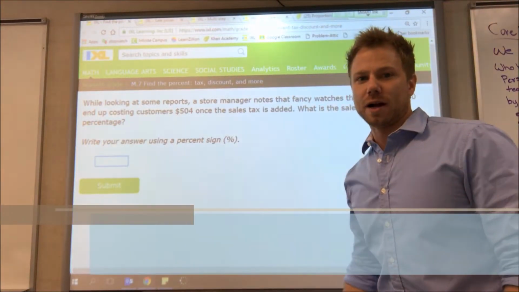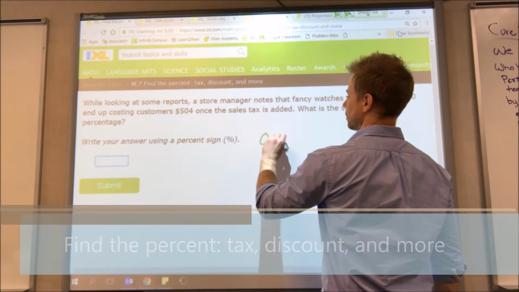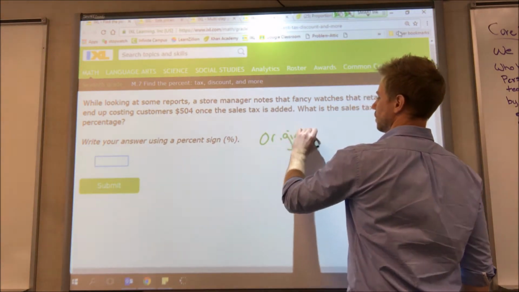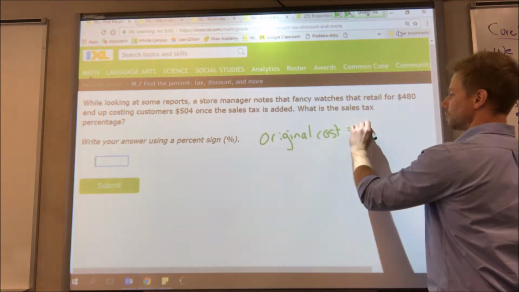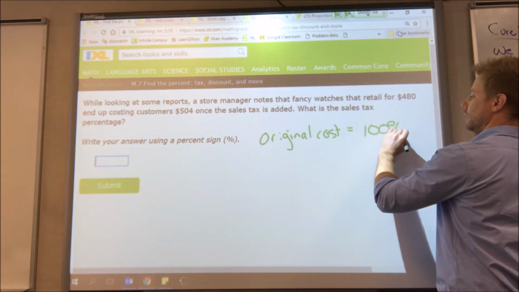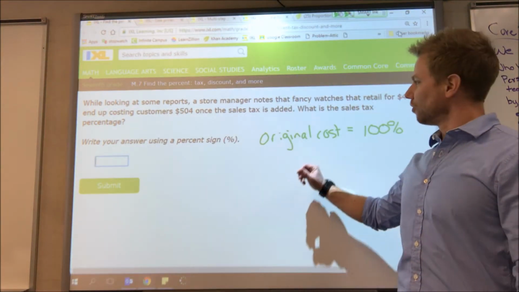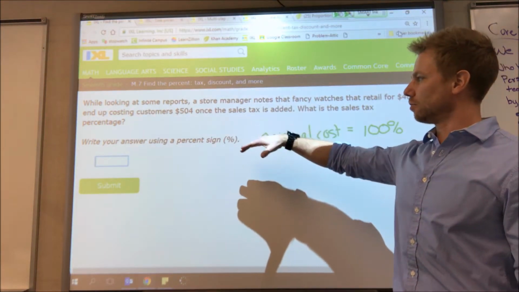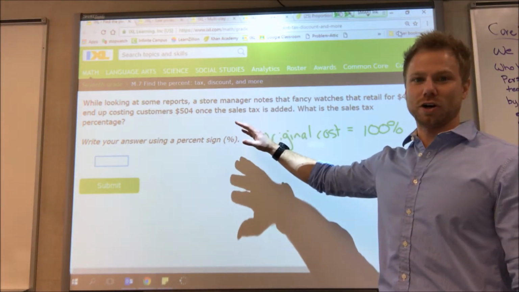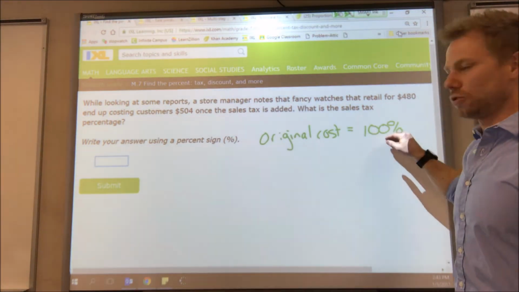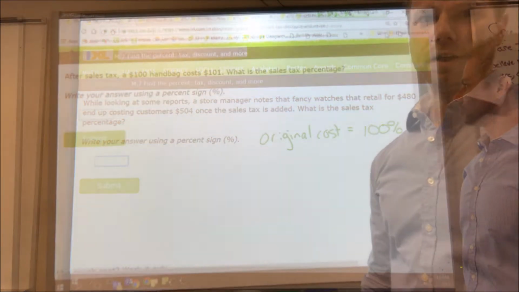Right, for solving these problems, it's really important to remember that the original cost always goes with 100%. Okay, when setting up the proportions, if it says the original cost in the problem, or if the context indicates what the original cost is, that always goes with 100%. Okay, that will help in setting up those proportions.